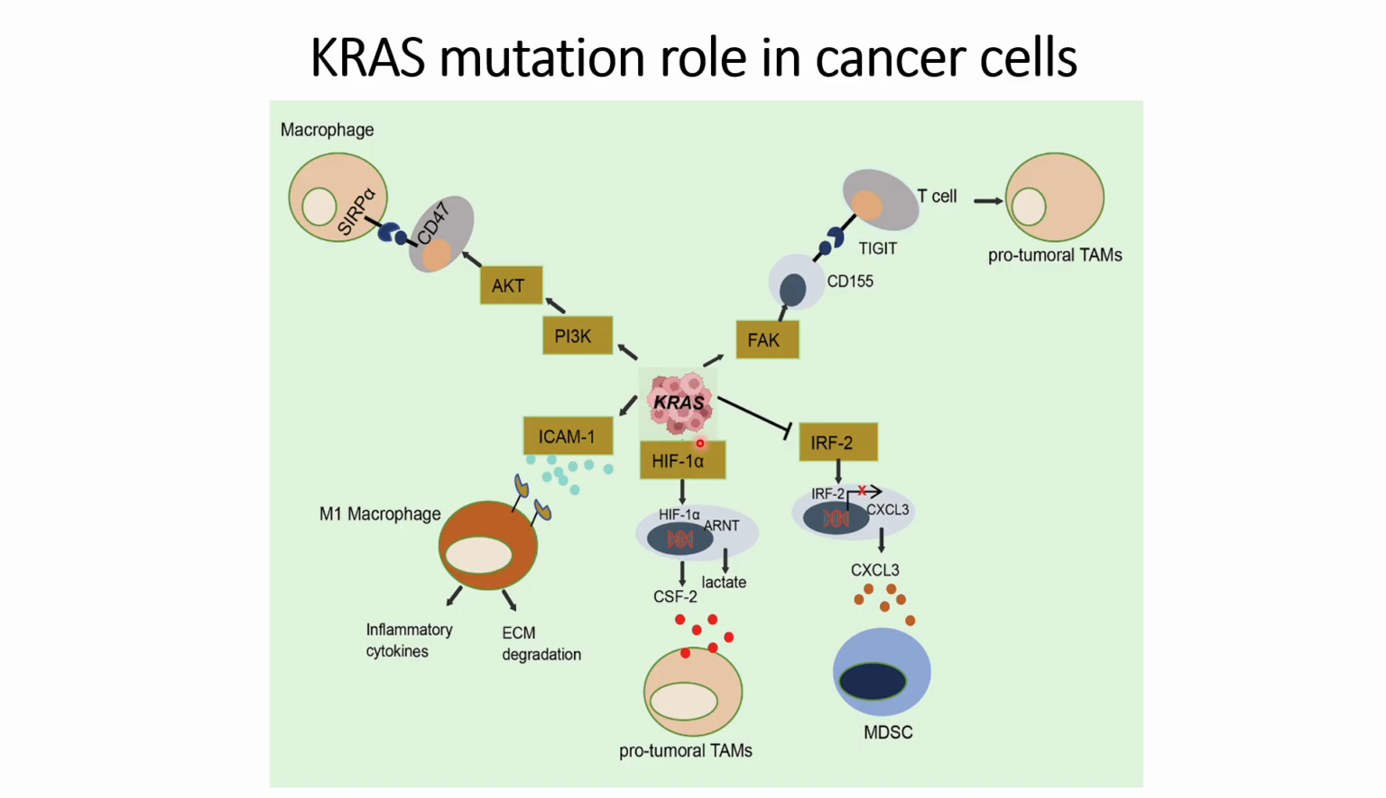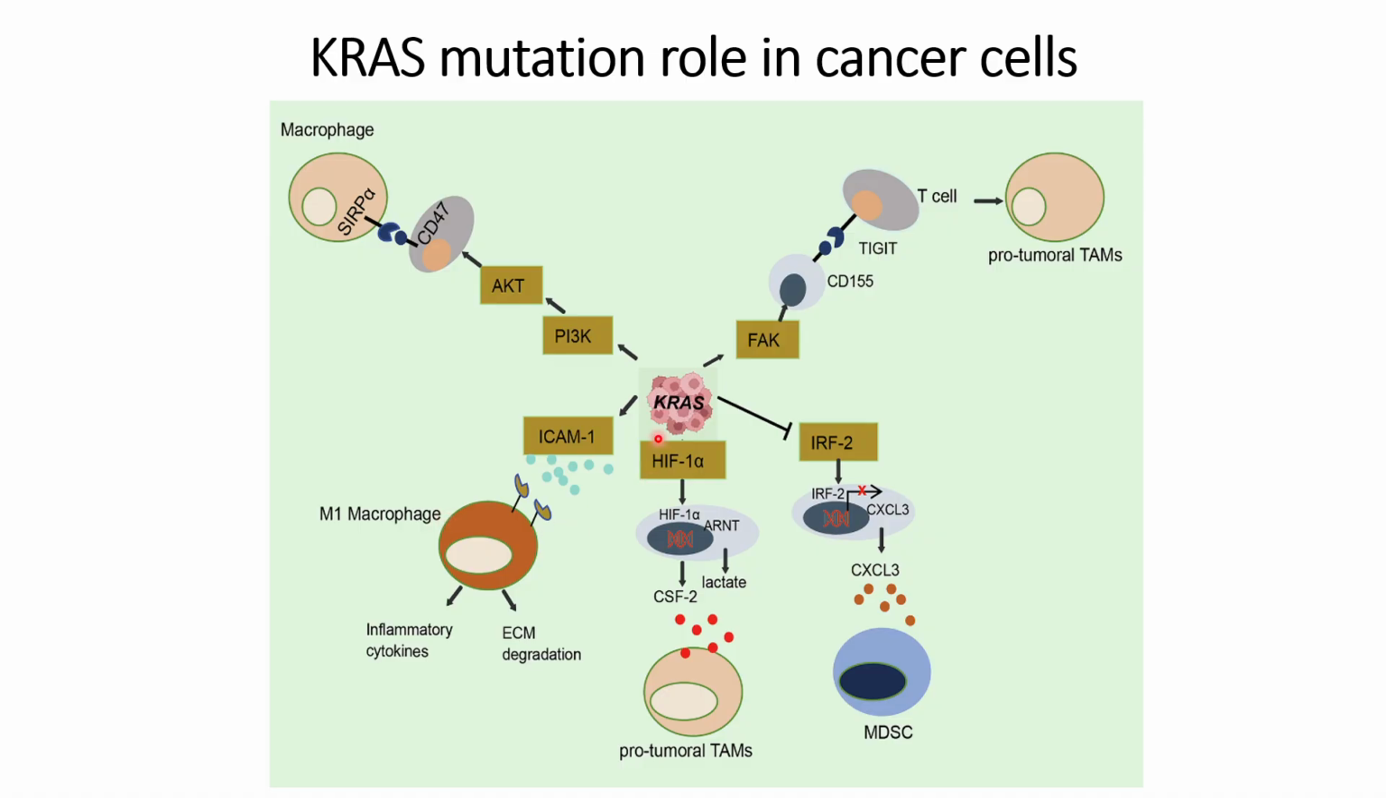Another thing that this KRAS mutation does is that it takes advantage of the high ICAM1 expression, especially in the tumor microenvironment, by M1 macrophages. This high ICAM1 interacts with KRAS, and they then polarize the M1 type macrophages into M2 type macrophages. So it takes advantage of this high ICAM1 expression of the macrophages in the tumor microenvironment.